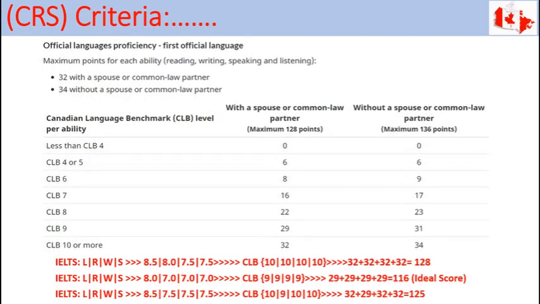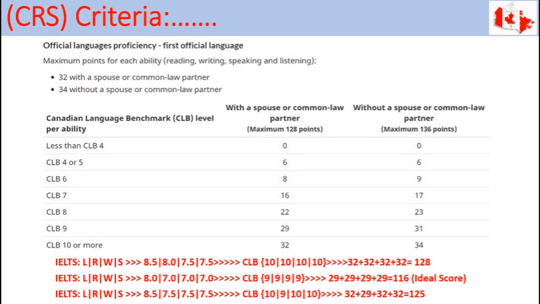Now the other factor, official language, first official language. When you are applying for an Express Entry pool, you have to take a language test also, which I already discussed. So let's take the example where your first language is English. So the first official language is English. For that you have to take IELTS General Training. You can get a maximum of 32 points in each section: reading 32, writing 32, speaking 32, and listening 32 if you're applying with a spouse, and without a spouse you'll get 34 in each. That's the maximum. That's called CLB 10.